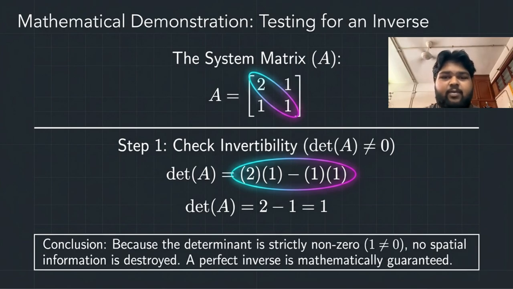The system matrix is shown as A equals [2, 1; 1, 1]. The first step is to calculate the determinant. For a 2 by 2 matrix, the determinant is found by multiplying the main diagonal elements and subtracting the product of the other diagonal. Here we get determinant equals 1. Since the determinant is 1, which is not 0, the matrix is invertible. This means no information is lost during the transformation, therefore a unique inverse matrix exists, guaranteeing that we can always recover the original state from the transformed data.